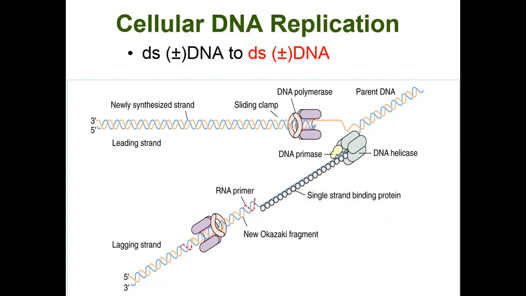Basically, the process of cellular DNA replication is where you start with a double-stranded, positive and negative, DNA strand, and you make additional double-stranded DNAs.